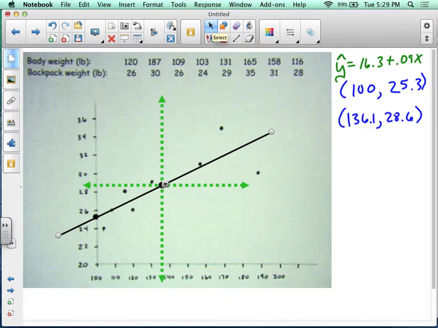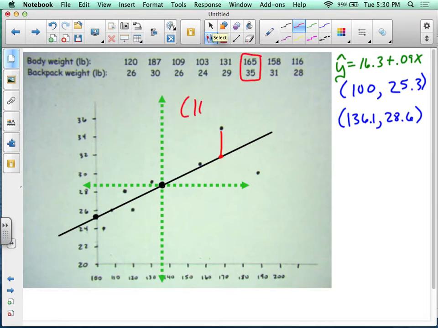Okay. Now, the next thing we're going to do is we're going to create a residual. Remember, your residual is the distance from a coordinate point down. I'm only going to do one on this one. So I know that this coordinate point is 165, it's this point right here, 165, 35. I know that this coordinate point right here is going to share the same x value. So I need to find the y value that corresponds with that.